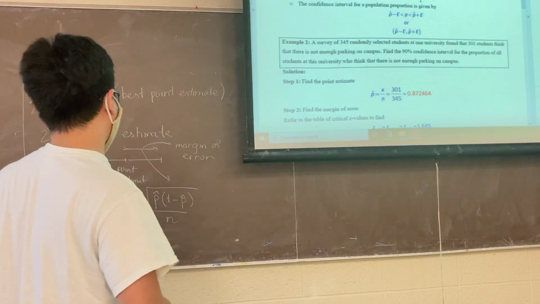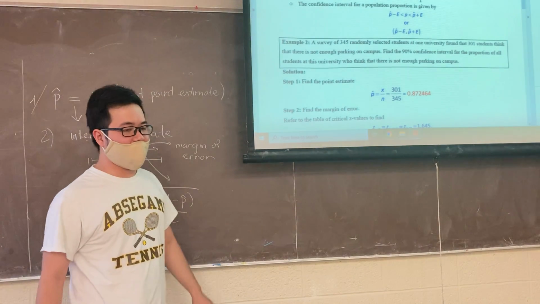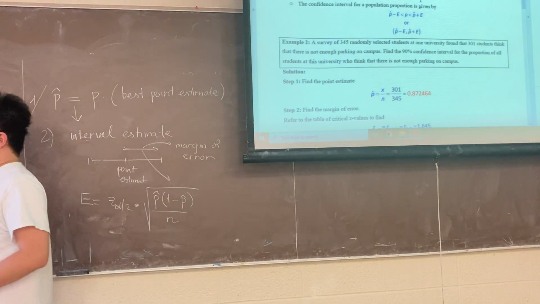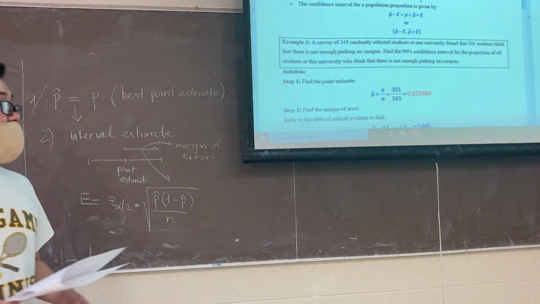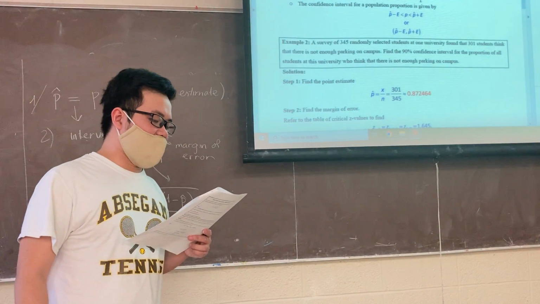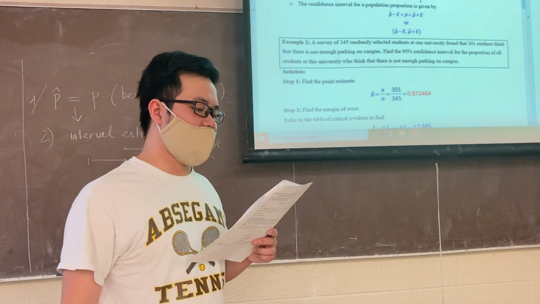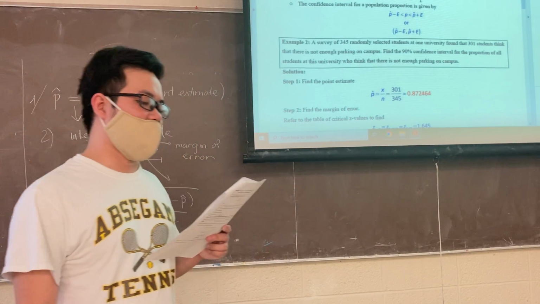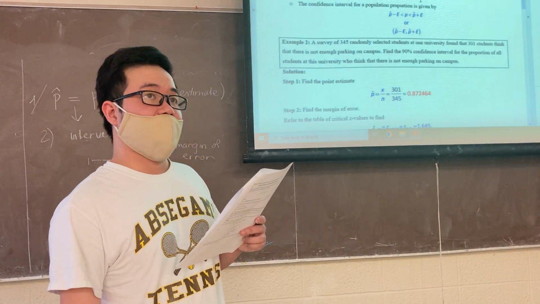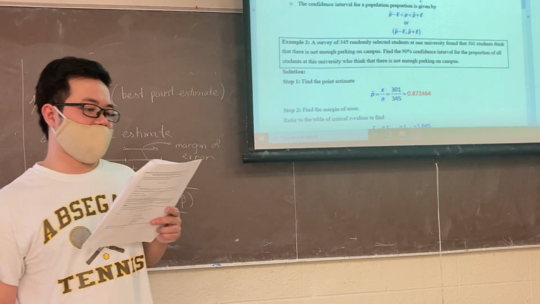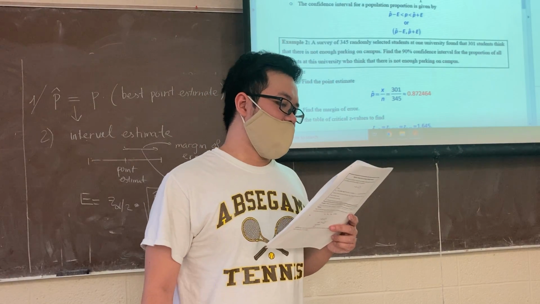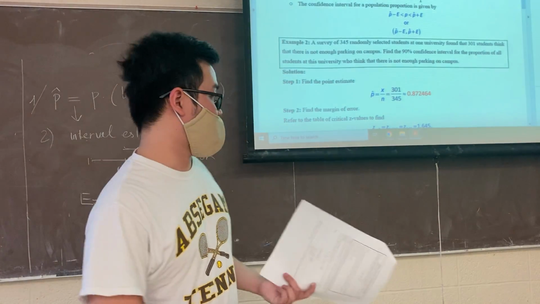Now I will give you an example to understand how we estimate the population proportion. Look at example 2 in your handout. A survey of 345 randomly selected students at one university found that 301 students think that there is not enough parking on campus. The question is: find the 90% confidence interval for the proportion of all students at this university who think that there is not enough parking on campus.